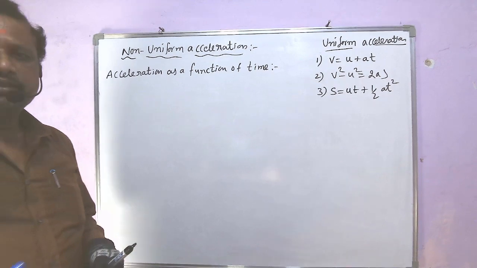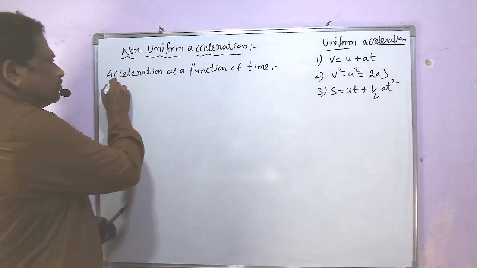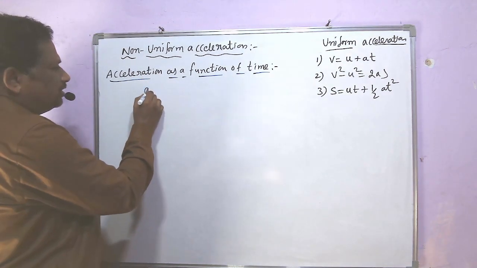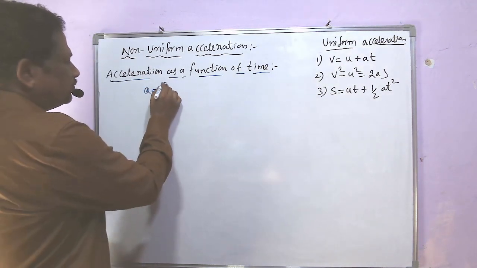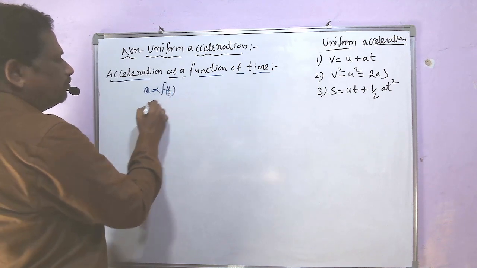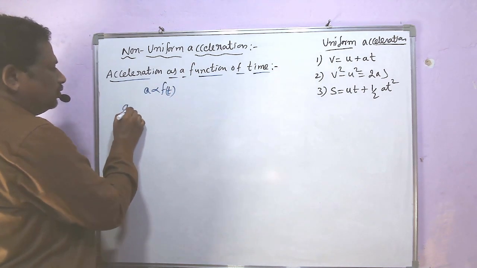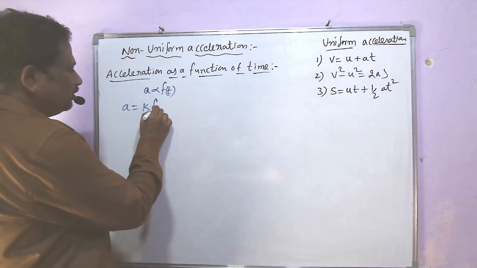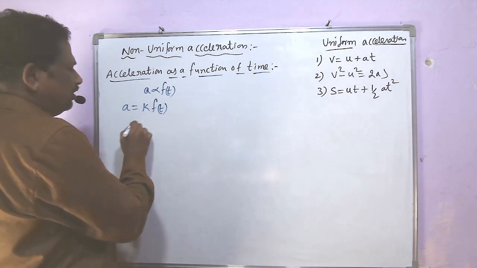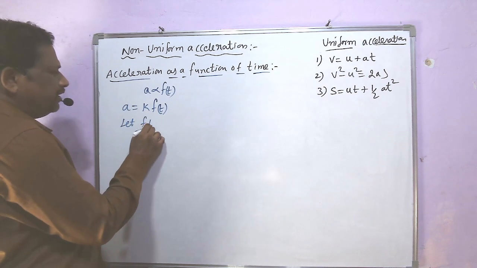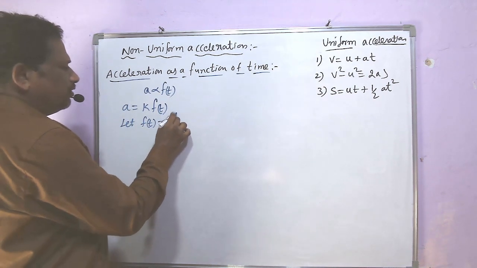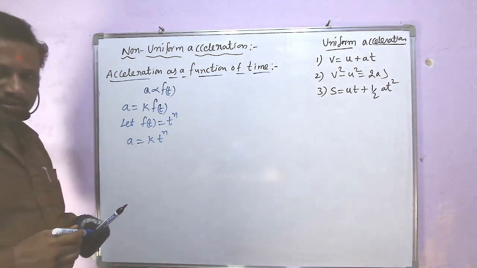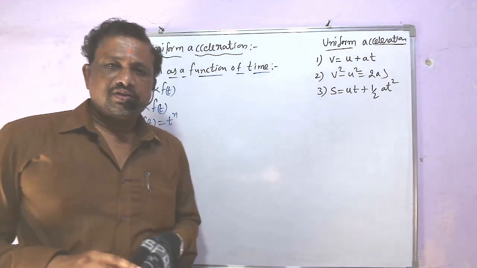If you take acceleration as a function of time, that is, acceleration is directly proportional to a function of time. So that is a is equal to some proportionality constant k into f of t. Let f of t is equal to t power n. So a is equal to k into t power n. This one we consider first.